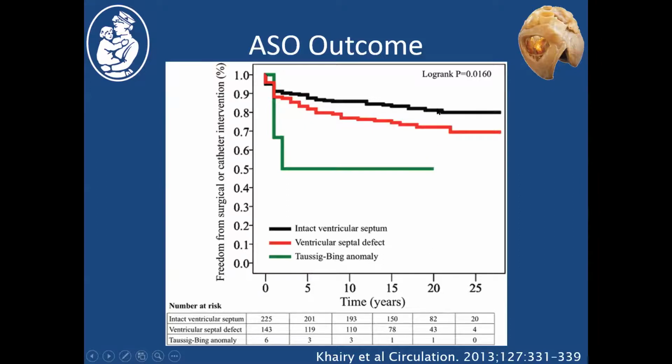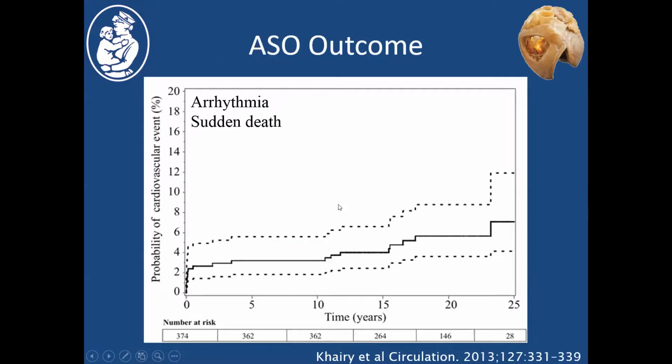And at that point with intact septum, you can see that the freedom from reintervention is about 85%, and it's about 75% for patients with a ventricular septal defect. So most of these patients do very well, even out at 20 years, and don't need anything else done. Most of the reinterventions here are for pulmonary stenosis or aortic insufficiency or something of that sort.